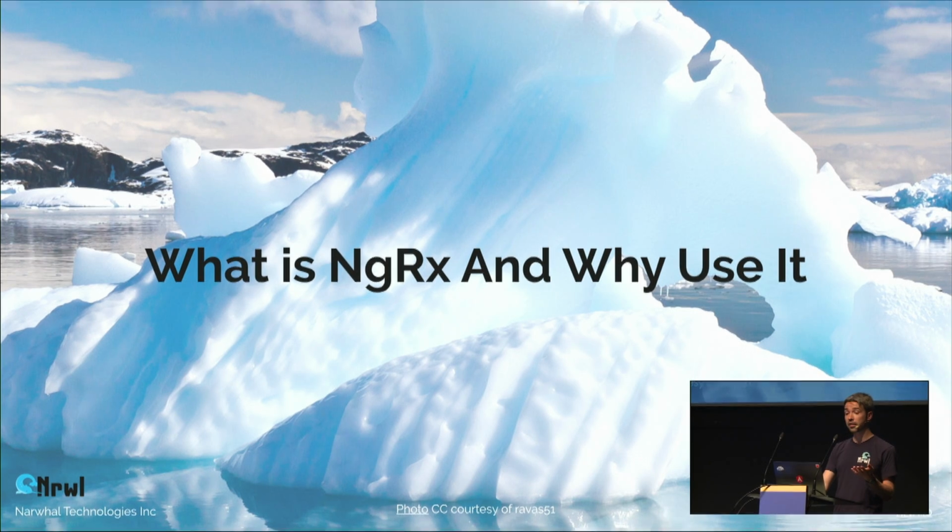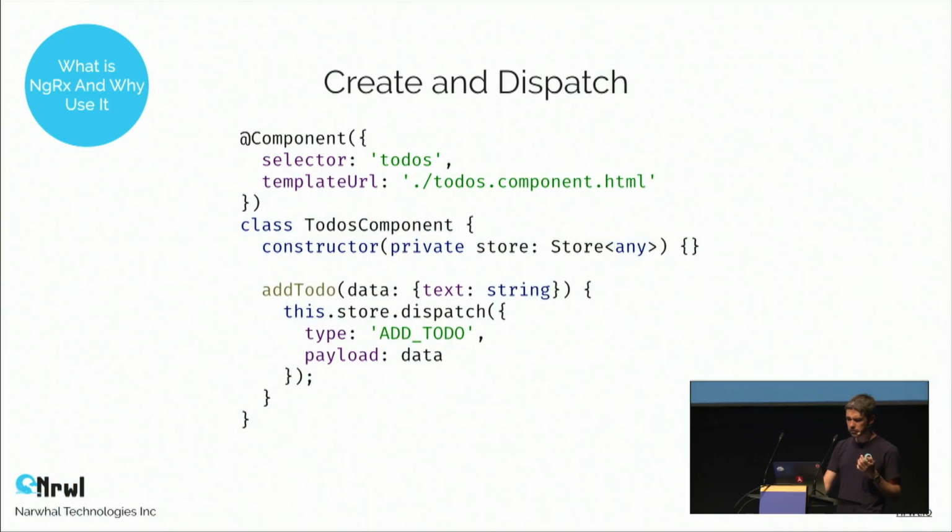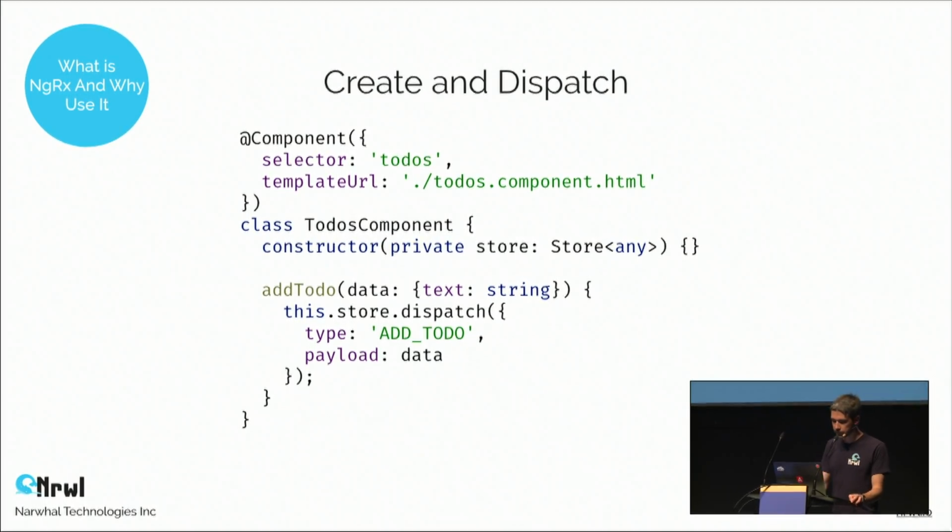OK, so what is NgRx and why should we use it? Programming with NgRx is essentially programming with messages. So instead of updating the state in place, components send messages, called actions in NgRx, to express their intent. And the life cycle of an action looks like this. We start with the component, the sender, creating an action and filling it with data. Then the component dispatches an action, which essentially adds it to the store.